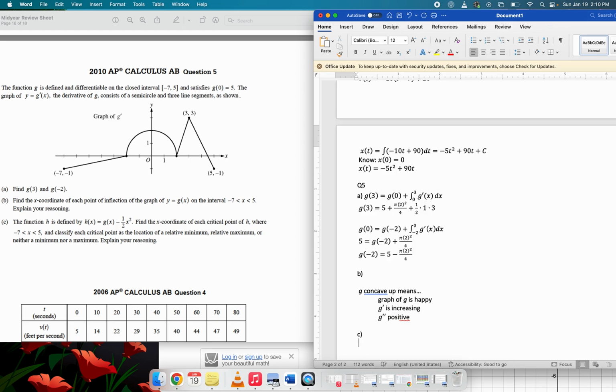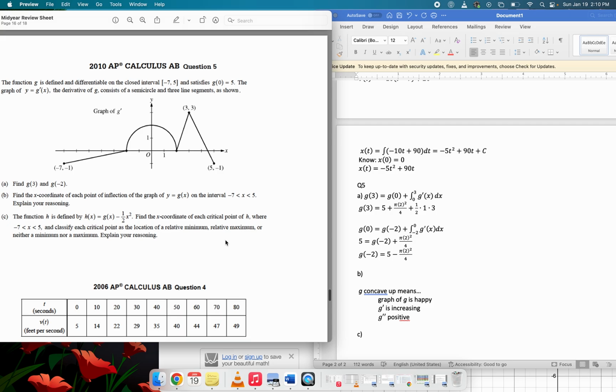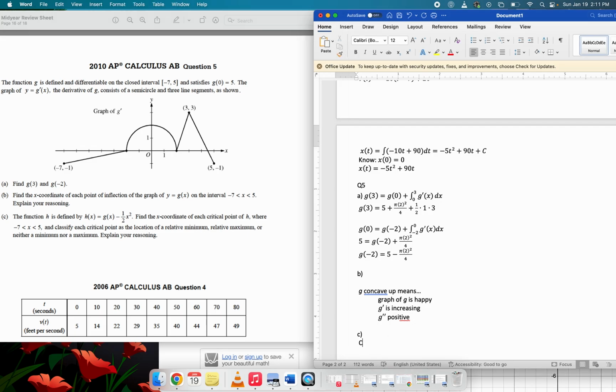Part C. The function h is defined by h of x equals blah, blah, blah. Find the x coordinate of each critical point of h, and then classify them. Cool. Well, if you want to find and classify critical points, you look for places where the derivative is 0 or undefined, right? And then to classify them, you do a sign analysis of the derivative. So critical points of h are places where h prime is 0 or undefined. Well, what is h prime?